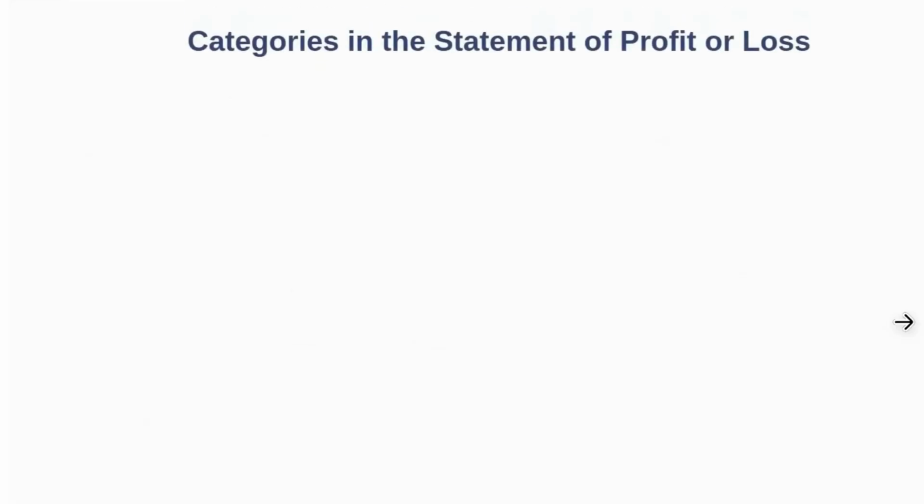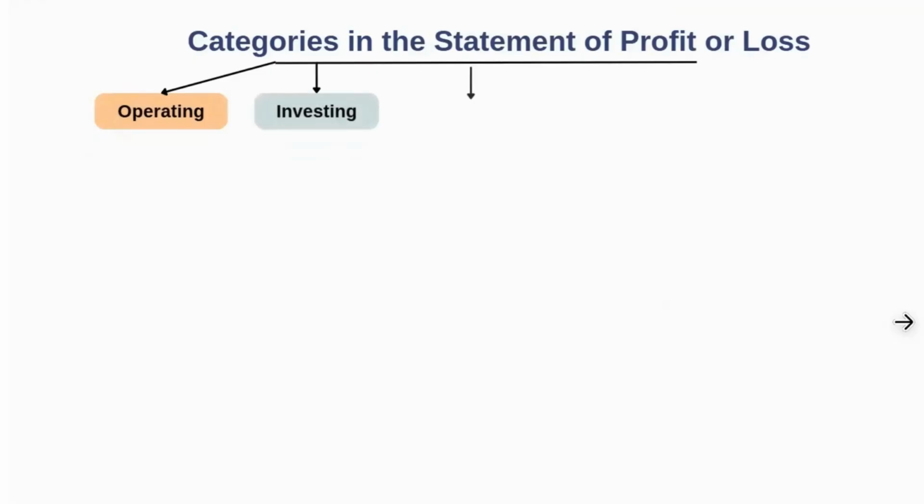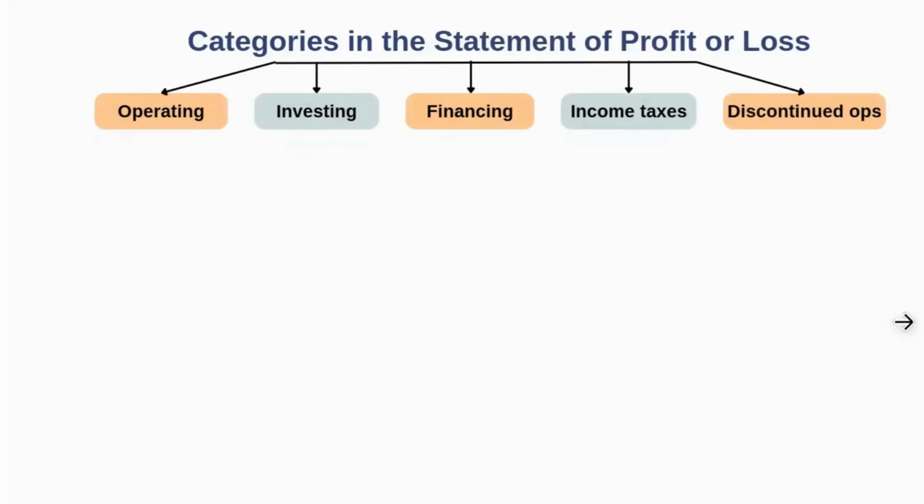According to IFRS 18, new rules are introduced for the categories in the statement of profit or loss. So now all income and expenses should be categorized into different categories in the statement of profit or loss. So let's look at them: operating, investing, financing, income tax, and discontinued operations.